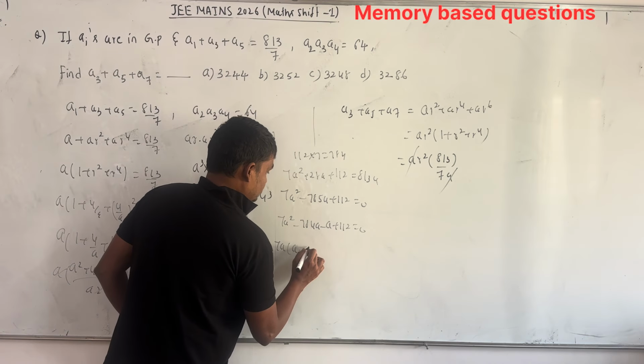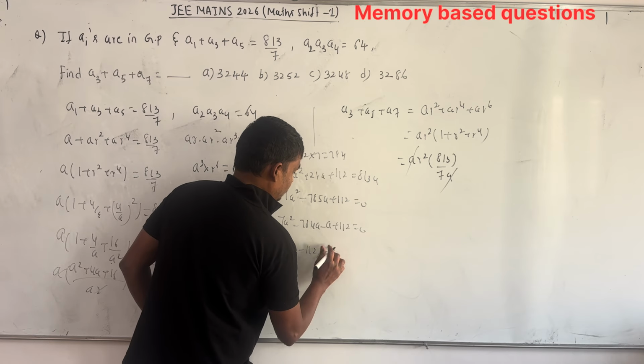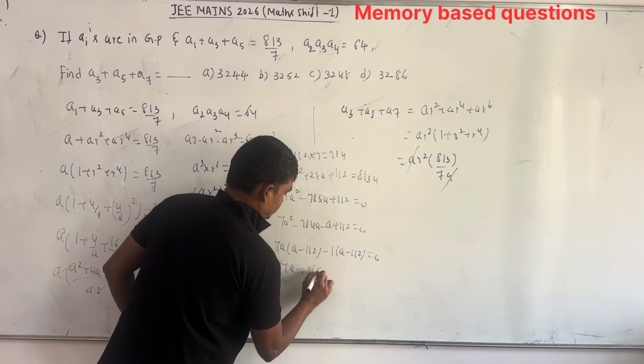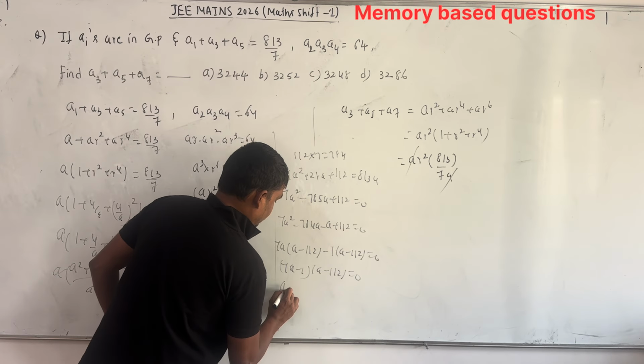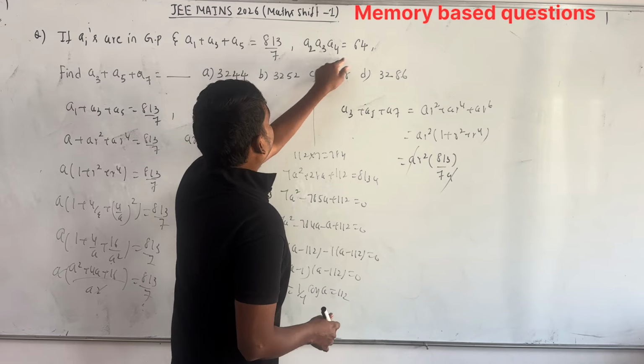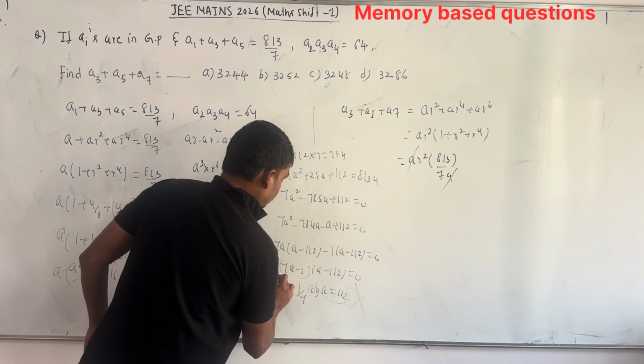7A common, A minus 112, minus 1 common, A minus 112. We got the two factors, 7A minus 1 into A minus 112 equals 0. Either A equals 1 by 7 or A equals 112. If you take A as 112, the product will become a very big value. So that's why we cannot take that; I take A equal 1 by 7.